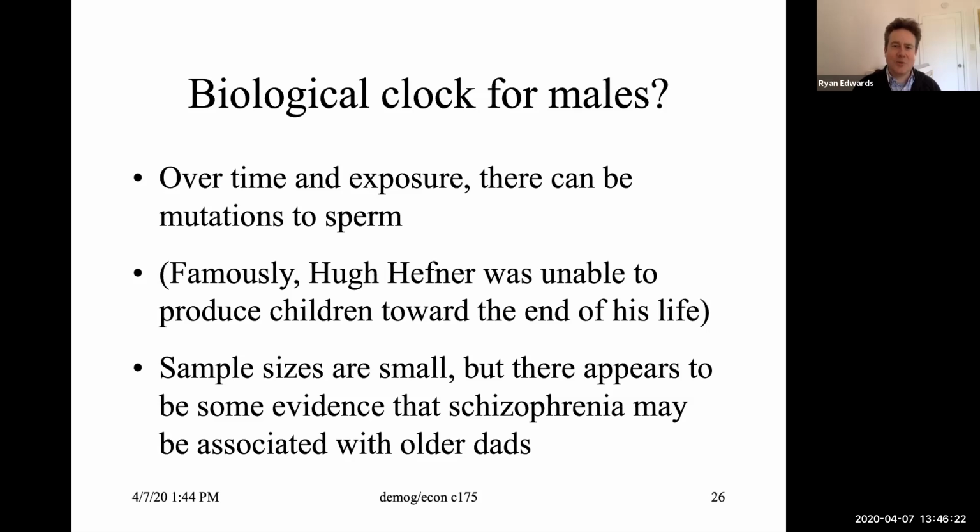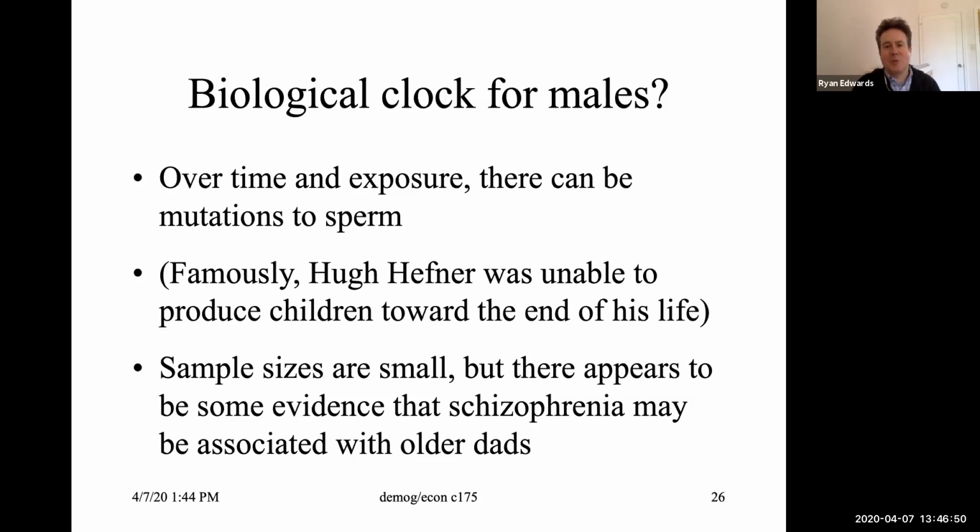There is most definitely one for females, but arguably there also is one for males through this kind of mechanism. The longer you are on the earth, the more solar radiation and other pathogens you expose yourself to, and there can be mutations to sperm for the male. This is also true about the female contribution, but it's less salient because there are other things that are more salient about the female contribution to reproduction.